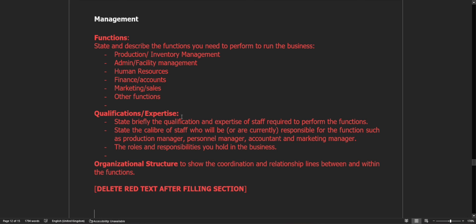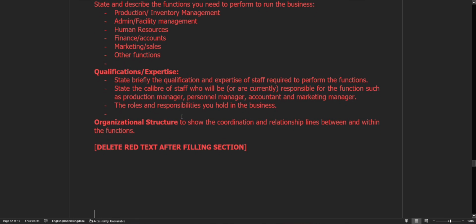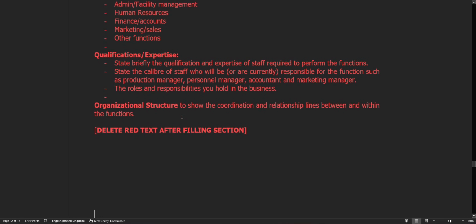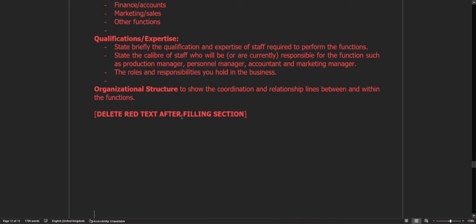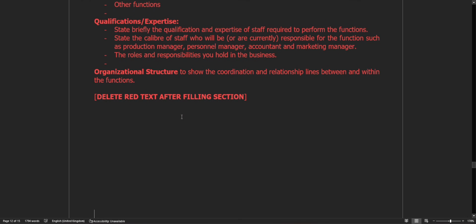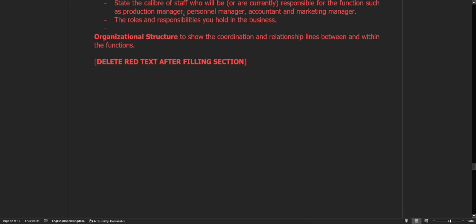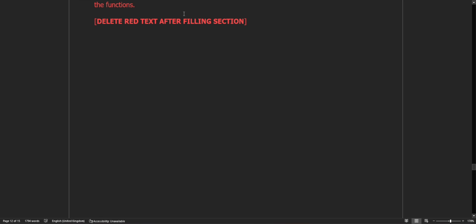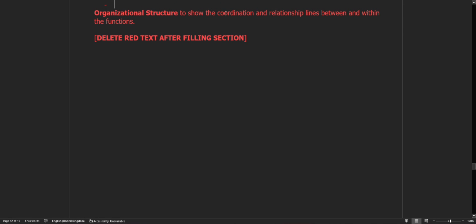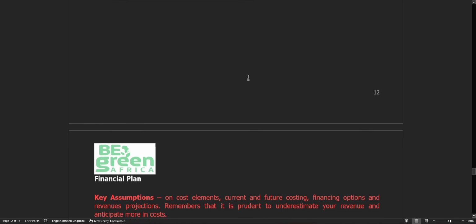Qualifications and expertise, that's good, but here you have to put the organizational structure. Put the organizational structure here, and that's the company's organogram, starting from the founder or CEO to the managing director to different parts based on the roles you've chosen. There, it should show the line. That's what they want to see. They want to see the line. That's what shows the coordination and relationship lines between and within the functions. That's what they want to see.